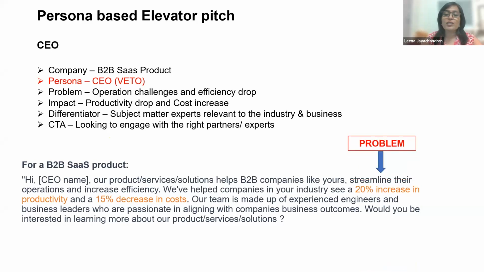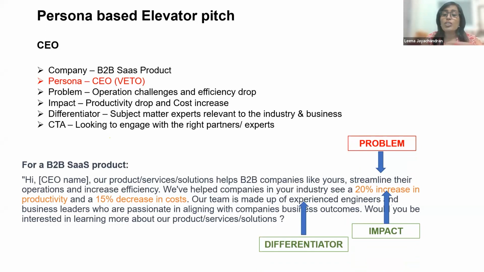The problem we have addressed, right? Streamlining the operations, you've seen their operation challenges. We're talking about the impact. Impact is when you take an action, it will be a 20% increase in productivity and decrease in cost, because that's the challenge they're seeing. We're talking about a differentiator we are creating. We are coming up with experienced engineers who have worked in that industry and who are passionate about creating the business outcomes. And call to action is, would you be interested in learning more? Yeah. So this is how it could ideally look when you're creating a persona-based pitch, if it's a Veto, using the 4 points which we thought about.